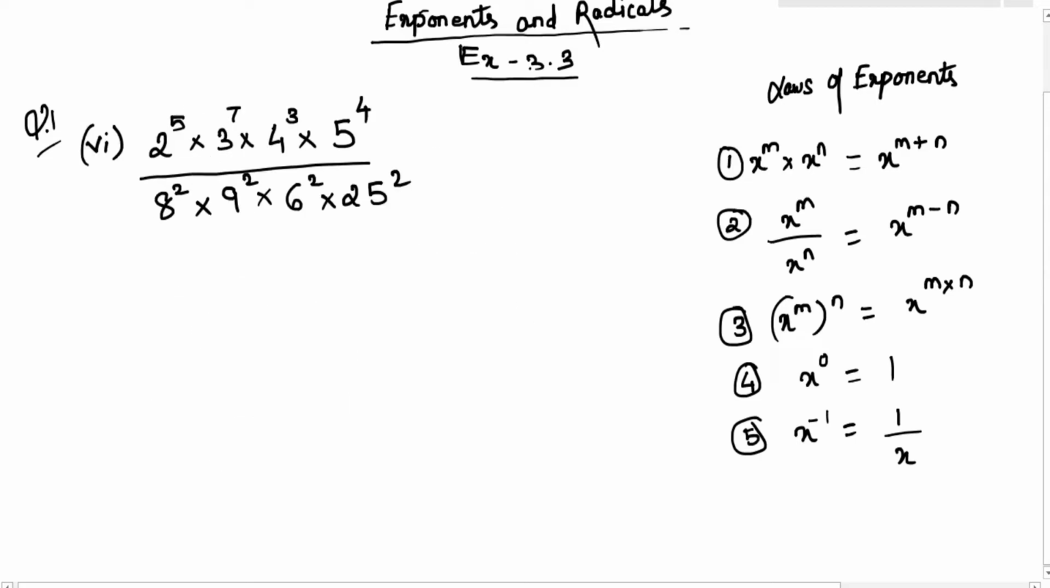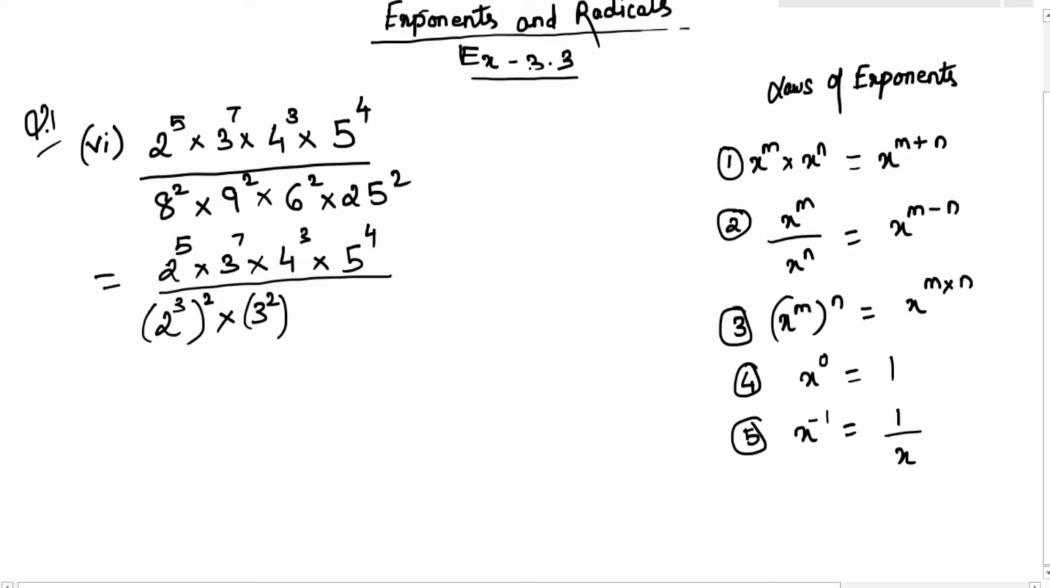Now next is the sixth one, 2 to the power 5 into 3 to the power 7 into 4 cube into 5 to the power 4 upon 8 square into 9 square into 6 square into 25 square. So the numerator you leave as it is, as given, and whatever we need to do is in the denominator part. 8 square, 8 is the cube of 2, you can write 2 cube whole square. 9 is the square of 3, you can write 3 square whole square, and 6 is the factor of 2 and 3, 2 3s are 6, that is 2 into 3 whole square, and 25 is the square of 5 to the whole square.